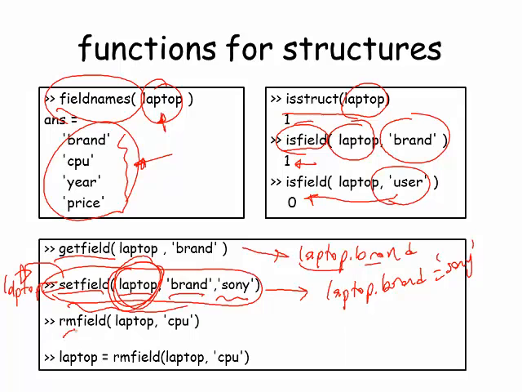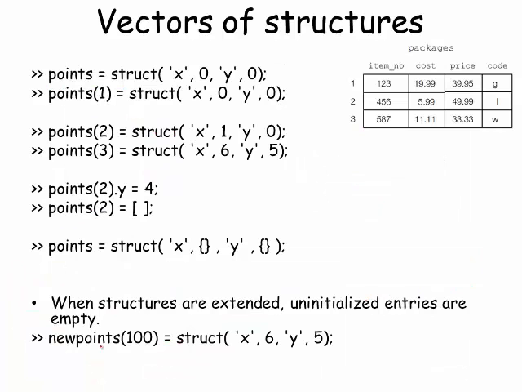Similarly, rmfield will remove a field from your structure. So you are getting rid of the CPU field, but this does not change your original variable. It will just return a new structure with CPU removed. If you want to change your original structure, then you would have to place it on the left-hand side of the equation such that the returned structure will be placed into your variable. Okay? A lot of information.